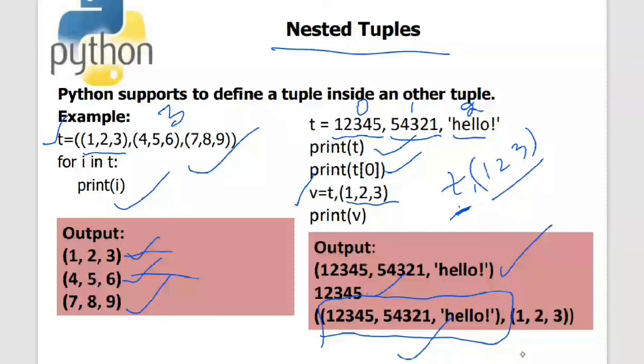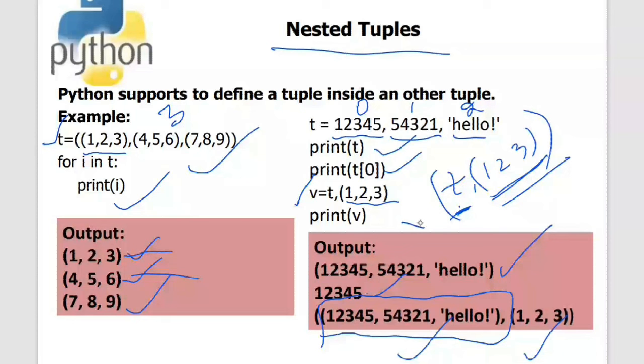You can also do it this way: I can say T comma and assign it to a variable V. Because this is a tuple, V becomes a tuple now. I printed V, so this will be the outcome of V. Is this clear? Nested tuples. Yes, ma'am.